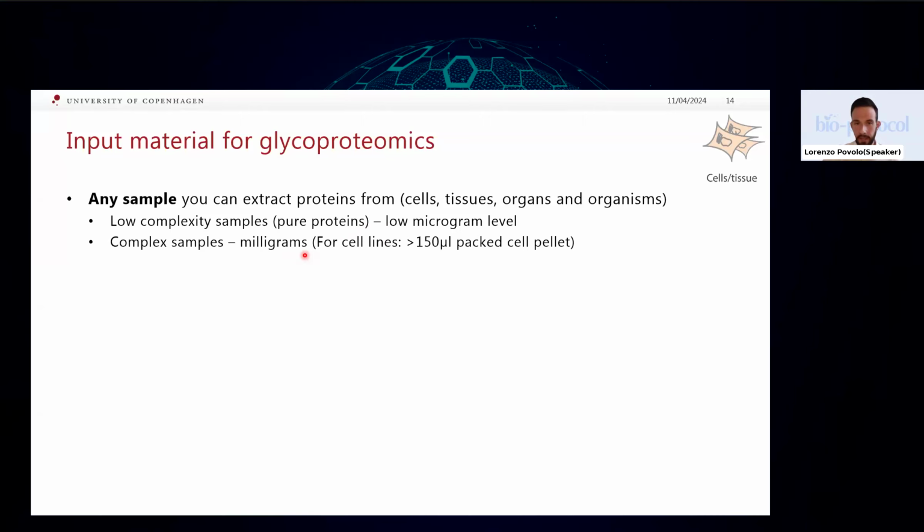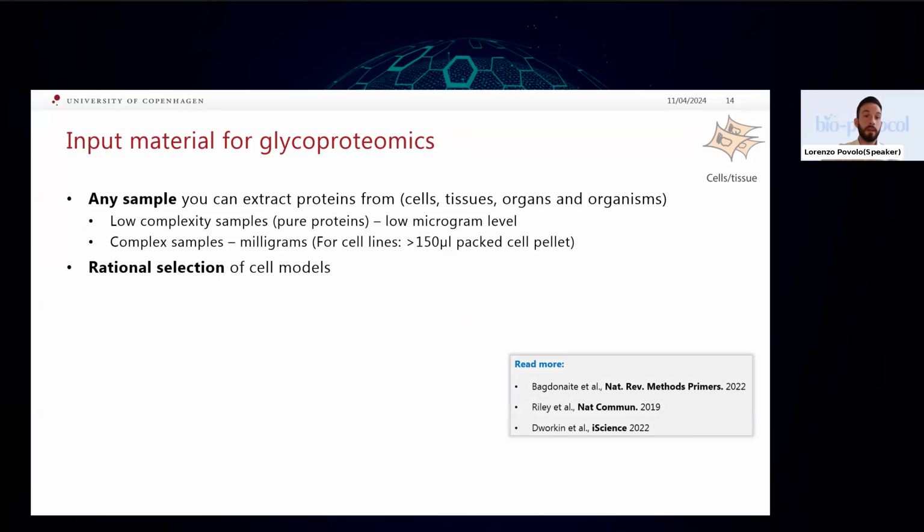As a rule of thumb, as an indication, when it comes to cell lines that I have more experience with, a rule of thumb is to start from a volume of at least 150 microliters of packed cell pellet, but this is of course just an estimation. If we have room for decision of which sample and which cell model to use, it's important to select wisely what model to use. I will leave you here some references that discuss some of the factors that should be kept in consideration if you need to choose a model to study glycosylation.